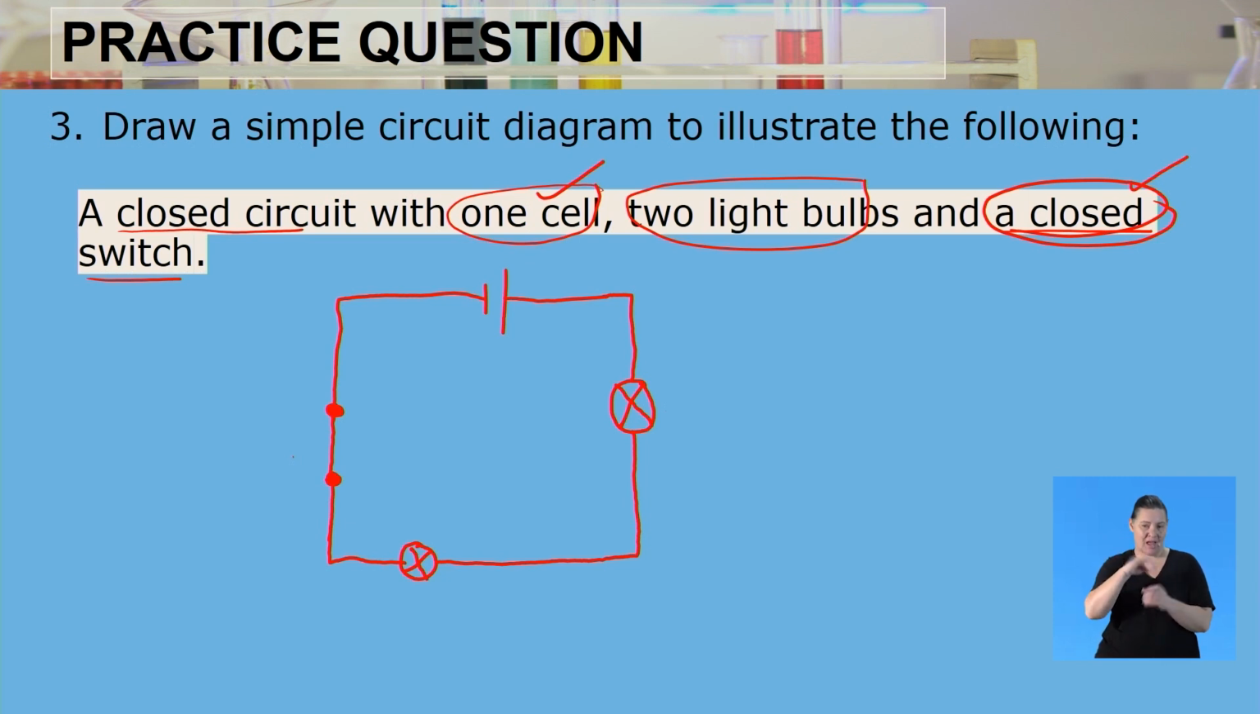If they had said a battery consisting of 2 cells, then you know what to do. You simply add another cell. How do we add it? Let's quickly show you. We're just going to add another cell there. If the question had said a battery consisting of 2 cells. But in this case, it says just 1 cell, so therefore we're going to go back to having our only cell there.